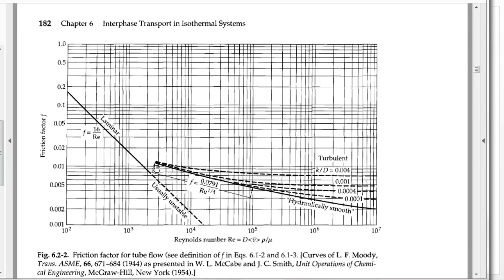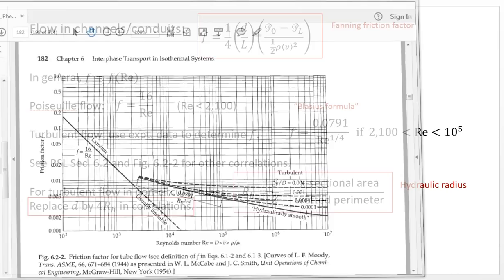You can see this part here of the hydraulically smooth curve corresponds to that Blasius formula. So it's essentially a fit to this curve that was determined experimentally. And there are other correlations listed in the text that are valid for larger ranges of the Reynolds number, or also for tubes that might be more rough. So once again, this is figure 6.2-2 in Bird, Stewart, and Lightfoot.